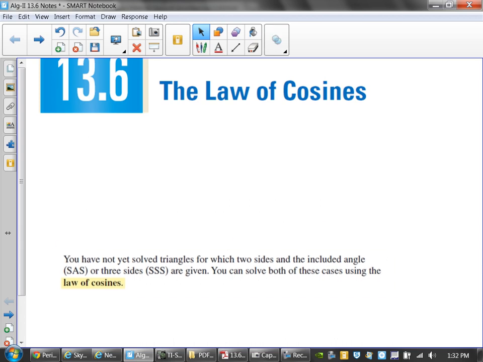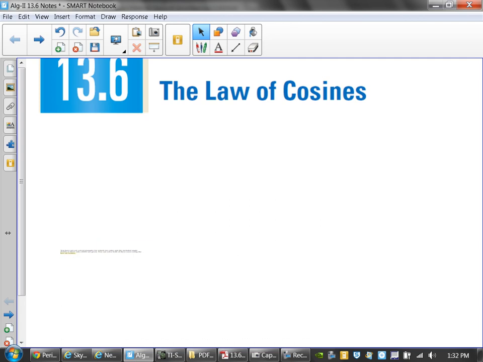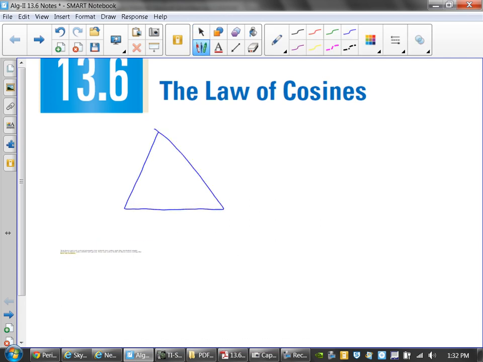Well, you're going to use law of sines when you know an angle and a side opposite it. That's when you're using law of sines. Okay? You're using law of cosines when you don't.